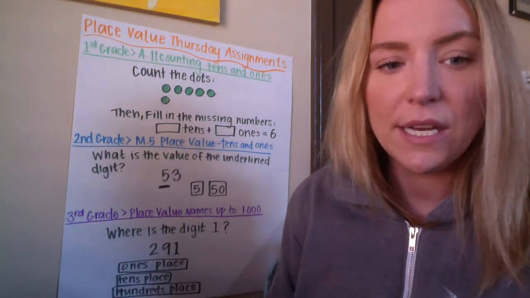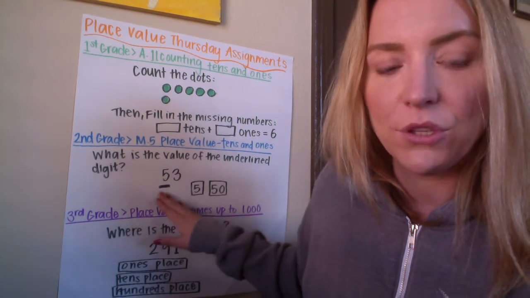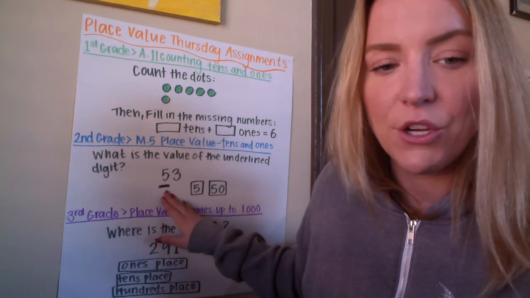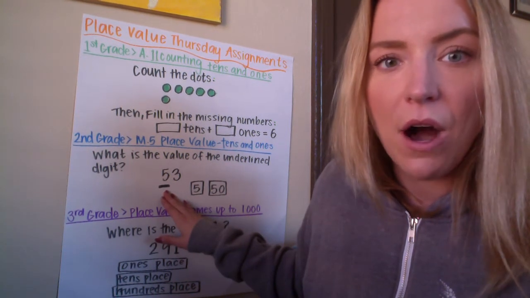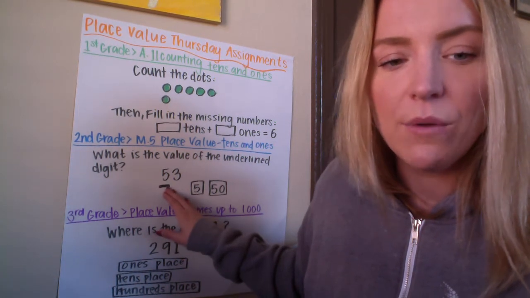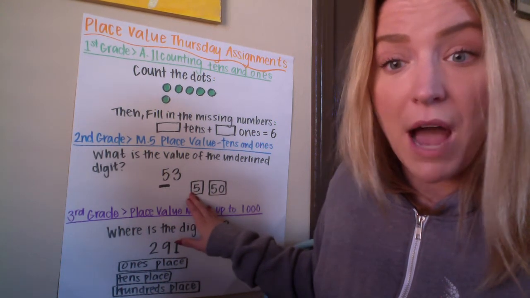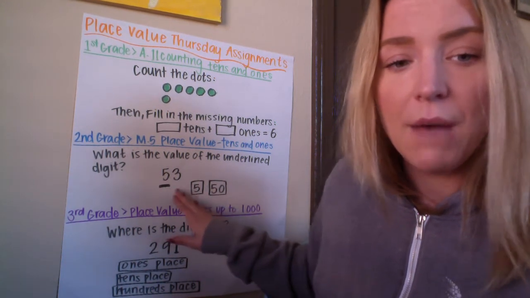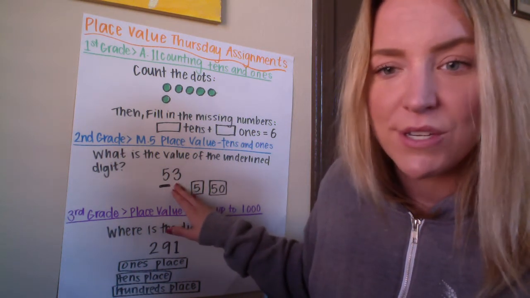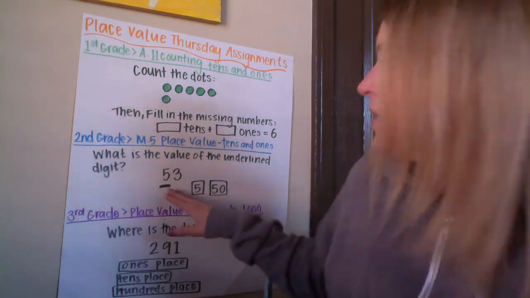Moving on to some second grade skills. What is the value of the underlined digit? So you may have to look at a number, see which digit has the line underneath it, and then click on the correct value of that digit, what it represents. So here we see 53. What it's asking is, does this 5 represent just 5, or does it represent 50? And I know that we say this number as 53, right?